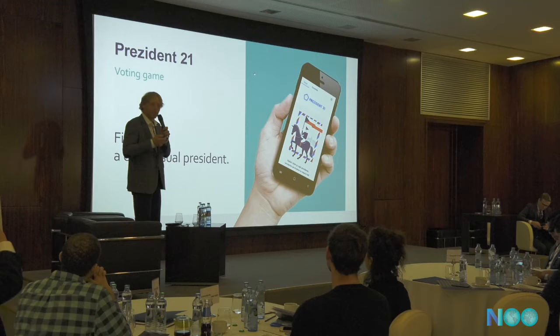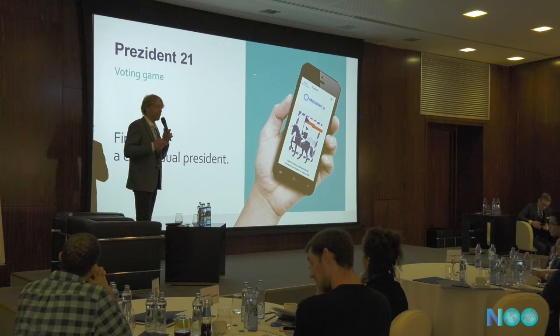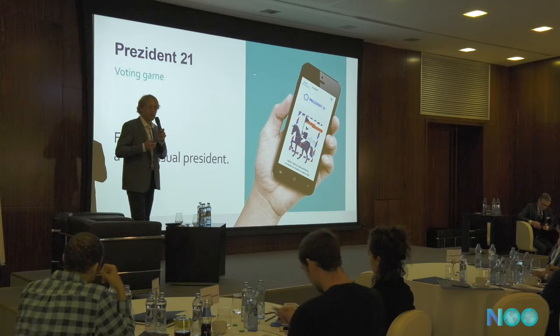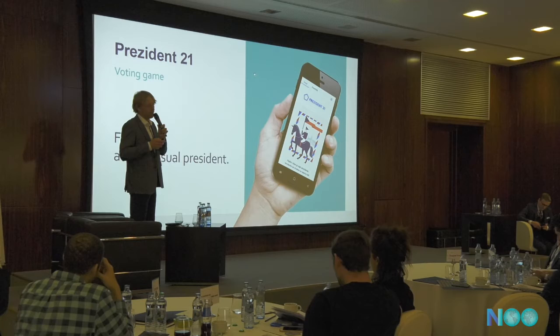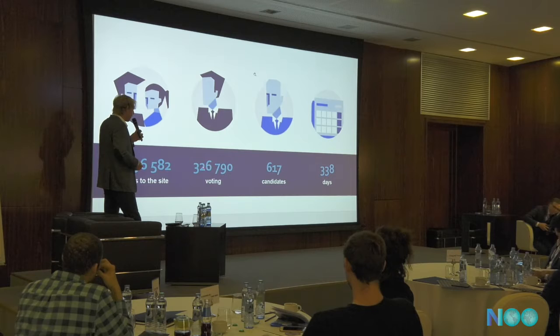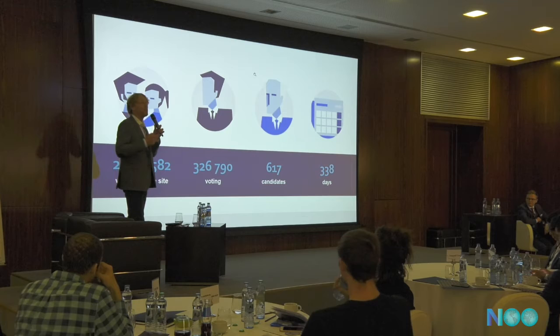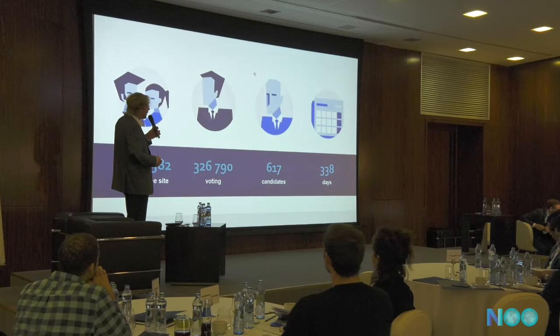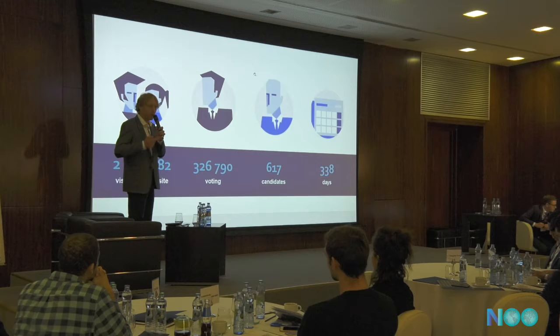President 21 was a good voting game, where for a little over 1 year people were able to nominate candidates and vote for the Czech president. And the game was very successful. So here are some results. We had almost 330,000 people voting, using over 1 million votes, because each voter could give more votes. People were nominated, and we had over 600 candidates in the first part of the game. In the second part, only the official candidates could be running.